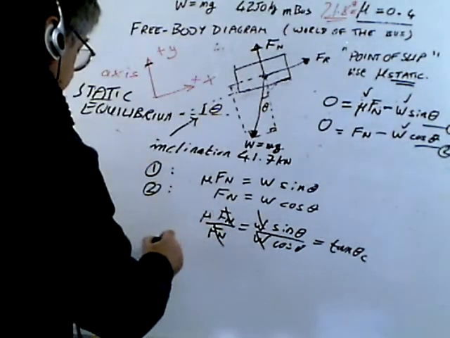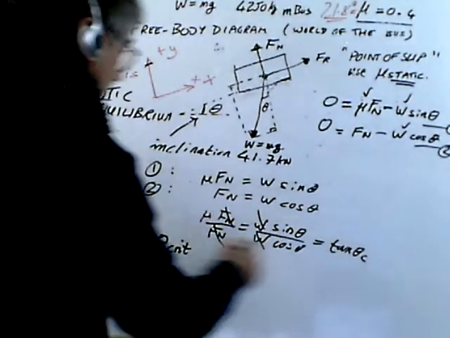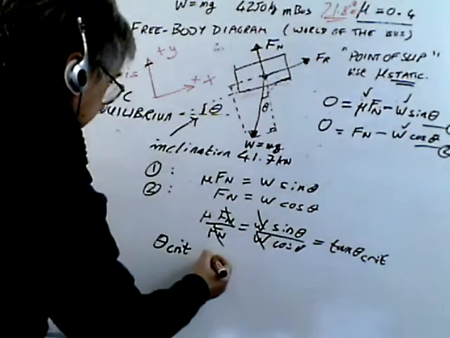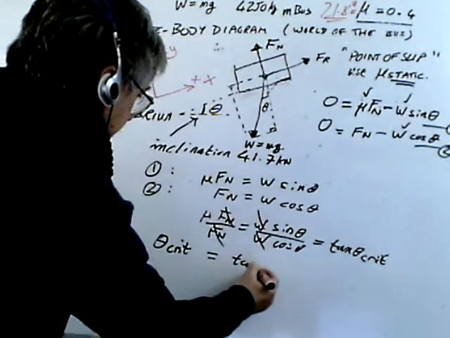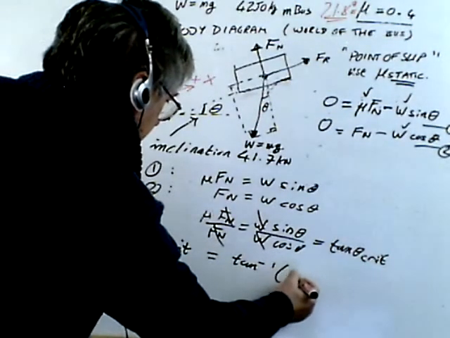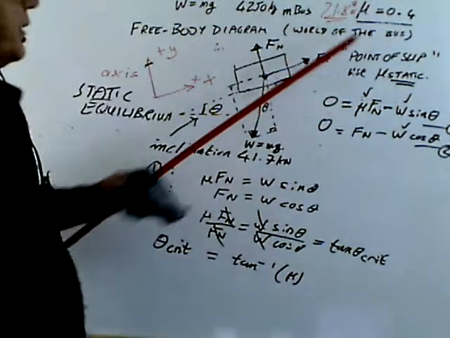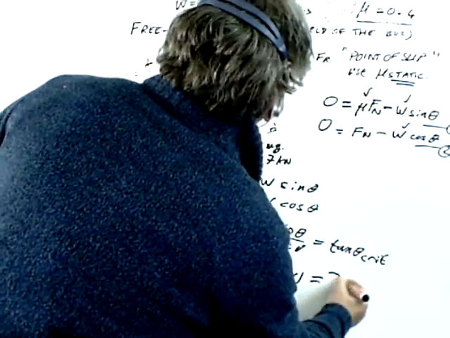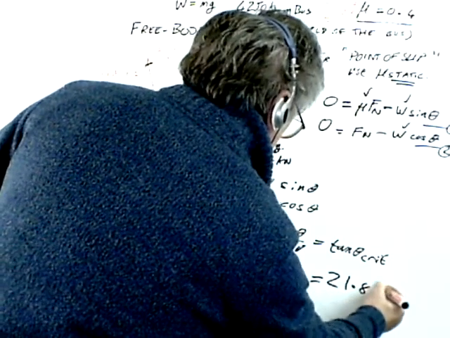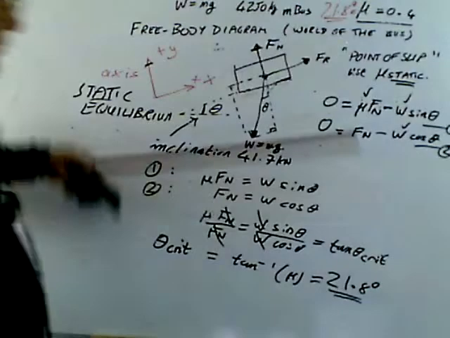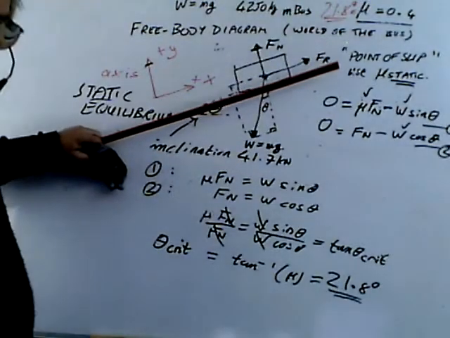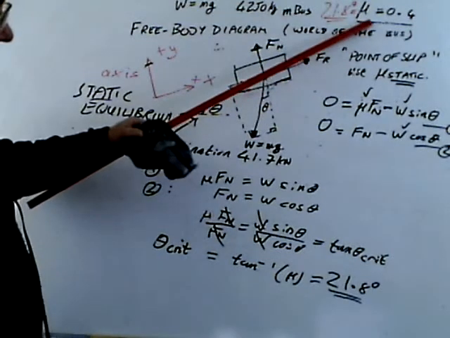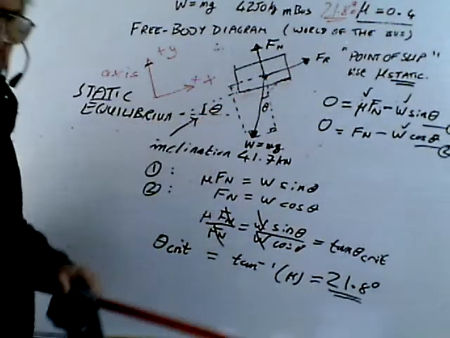So the theta critical for this problem is the arc tan of mu. And since mu is equal to 0.4 given in the problem, then that is 21.8 degrees, which I've written up above. So that's the maximum angle that the bus is safe to sit on in the road, in theory anyway. And it all depends intimately on this coefficient of friction.